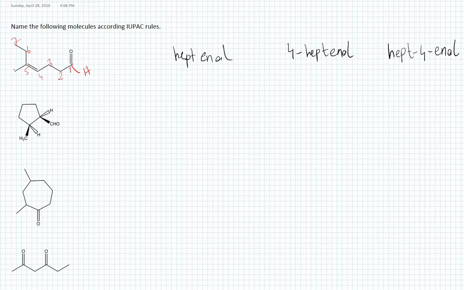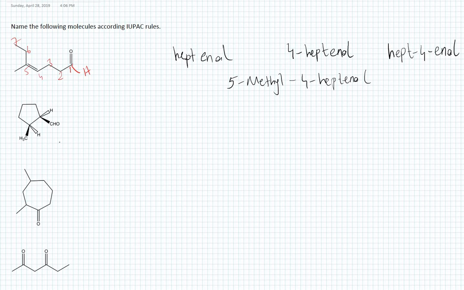And if we look at the fifth position we have a methyl substituent, so let's use this one. So we have 5, we have to start with a capital letter, 5-methyl 4-heptenal. By default the aldehyde carbon is number 1. So the IUPAC name is 5-methyl 4-heptenal.